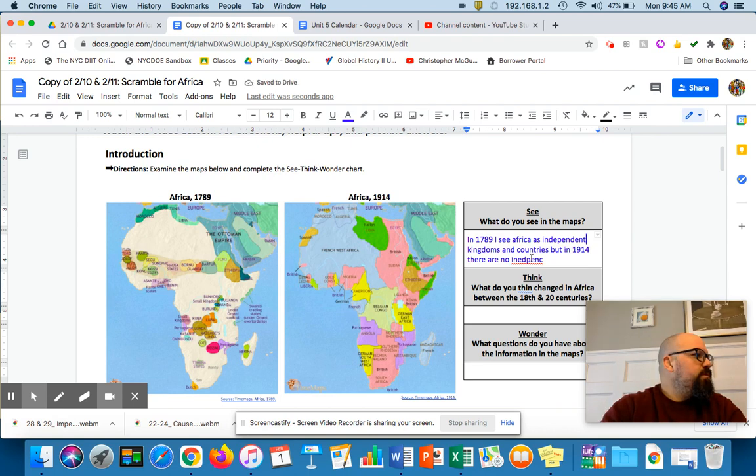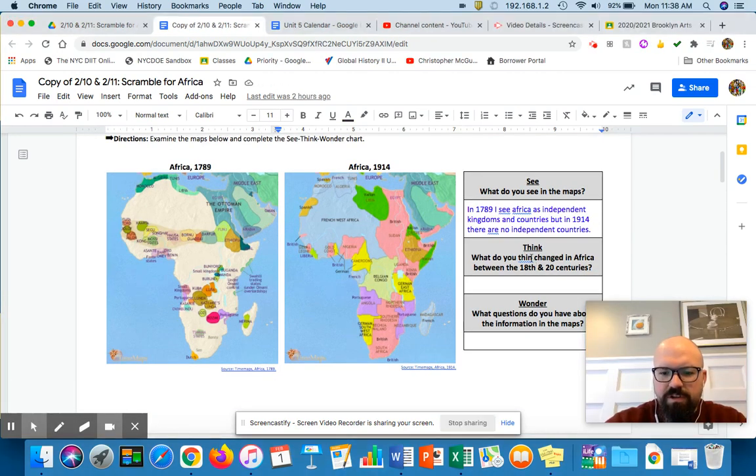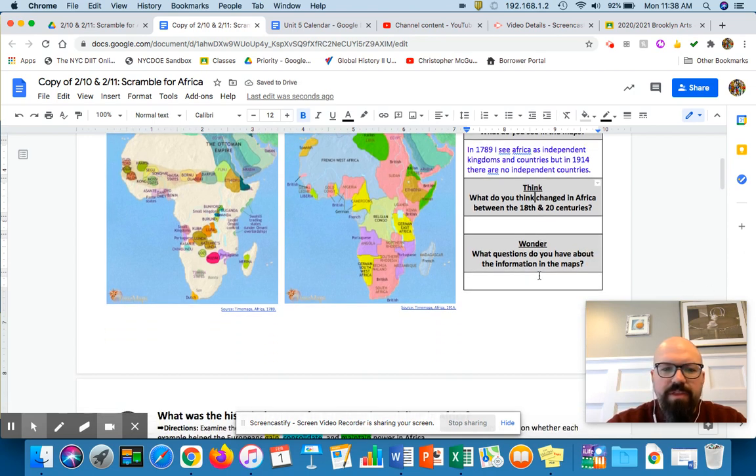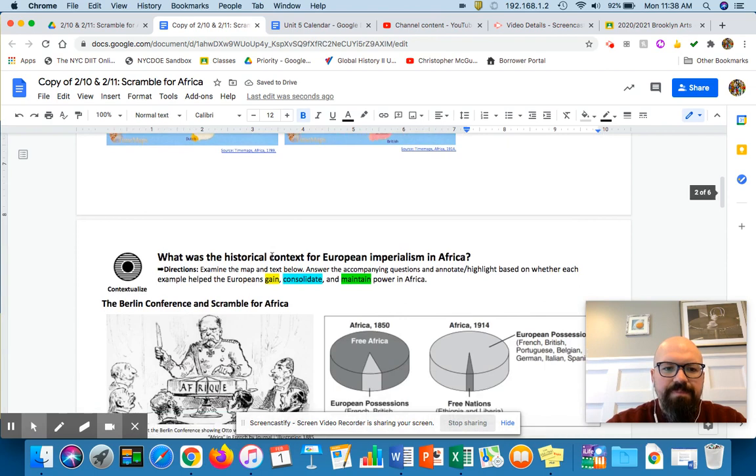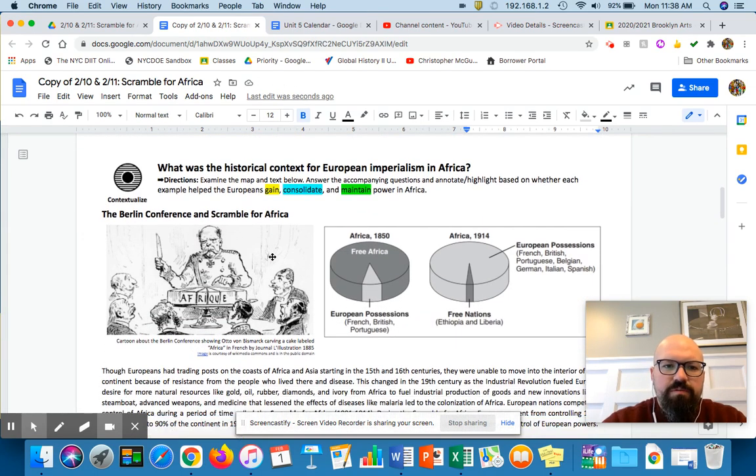And so you would just continue with the see, think, wonder, right? What you think changed in Africa between the 18th and 20th centuries, and what do you wonder? What questions do you have about the information in these two maps? As you move down, we're going to be continuing with the highlighting and annotating, and based on how Europeans gained, consolidated, and or maintained power in Africa. Gained will still be yellow, consolidated will still be blue, maintained will still be green.